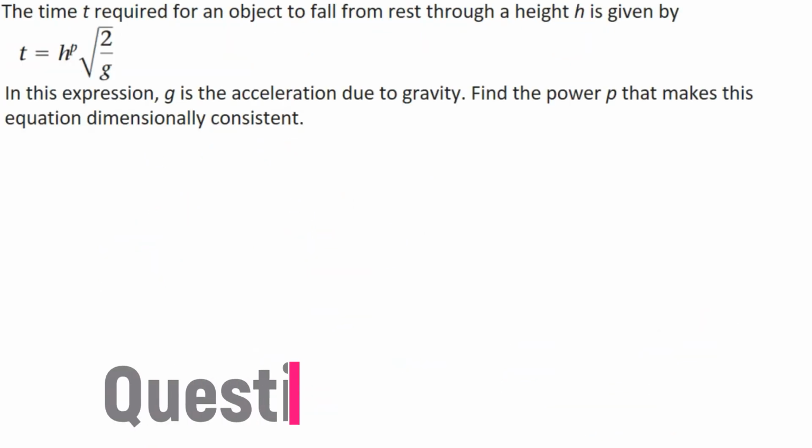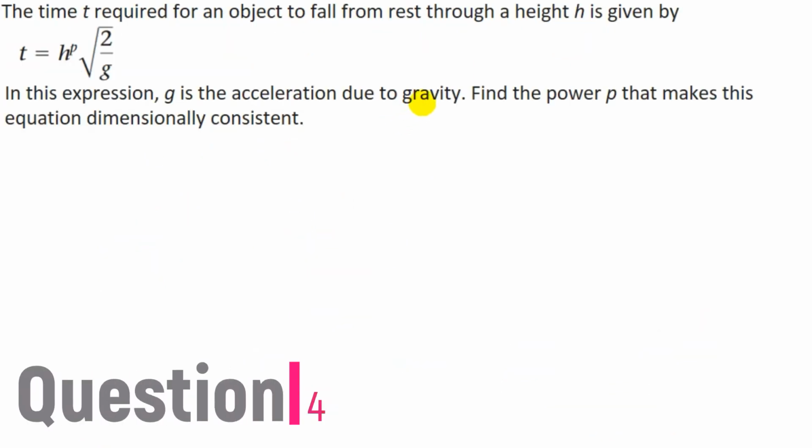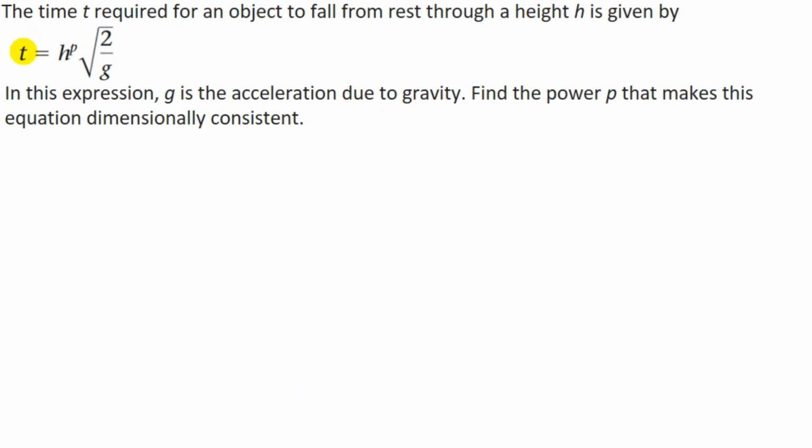So this is our next question based on dimensional analysis, and in this question we are given this equation, that is t is equal to h to the power p times under root 2 over g. Here t is the time required for an object to fall from rest through a height h, and g represents the acceleration due to gravity. Now we need to find the power p such that this equation becomes dimensionally consistent.